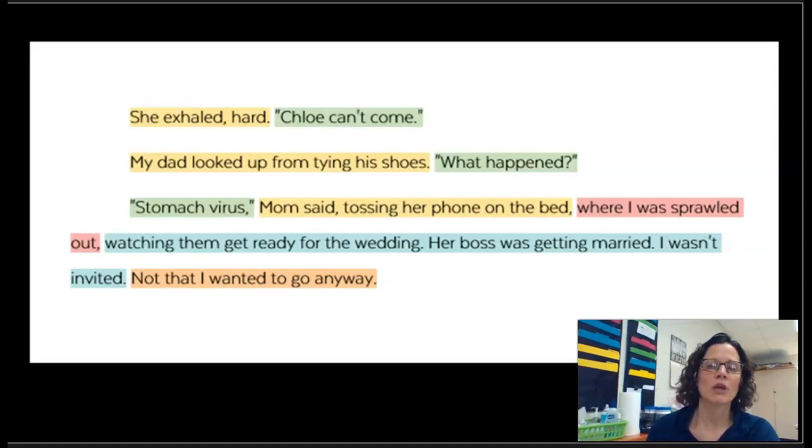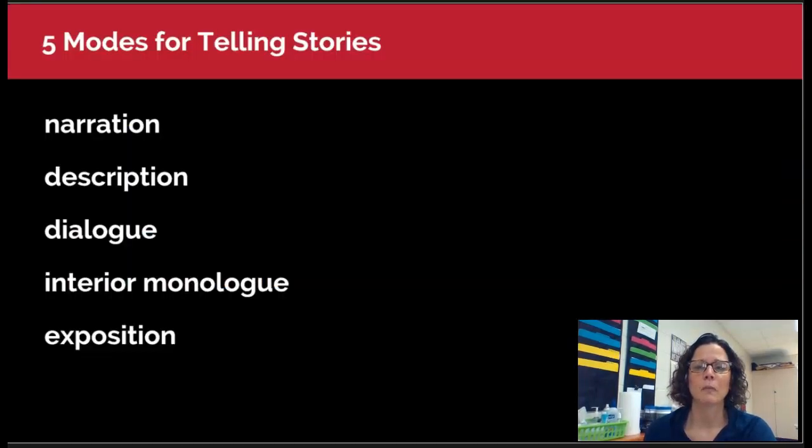So even though this reads like one continuous set of sentences, the author is actually doing a lot of different things all at once. In this lesson, we're going to look at how writers use different techniques to create a story. Most writers use 5 different methods or modes for telling stories. The modes are narration, description, dialogue, interior monologue, and exposition. Usually they use all 5 of these in the same story, all kind of mixed up together.